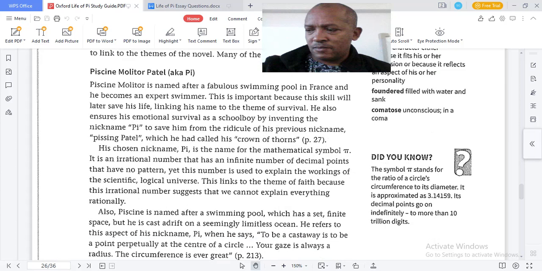Okay, now let's talk about Pi. Piscine Molitor Patel, Mr. Patel, aka Pi. I'm just going to read and then you can make notes, or we can summarize. Piscine Molitor is named after a fabulous swimming pool in France. What you're going to be doing is writing the name Pi and making some little arrows out of there: named after a swimming pool in France.